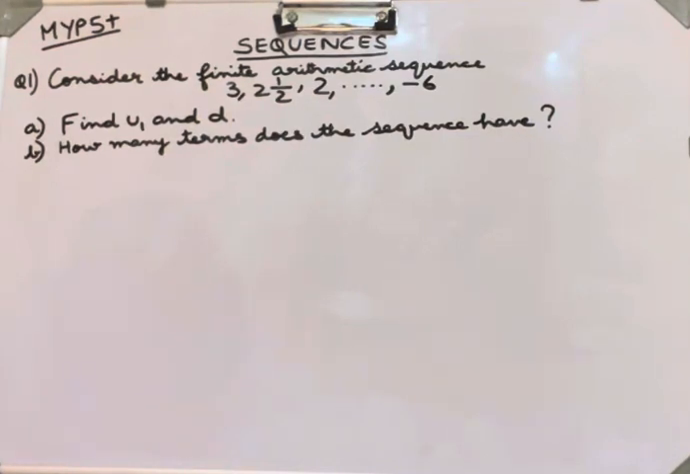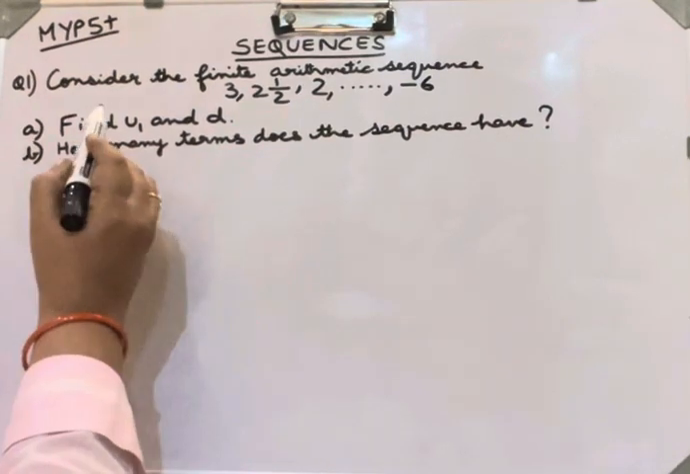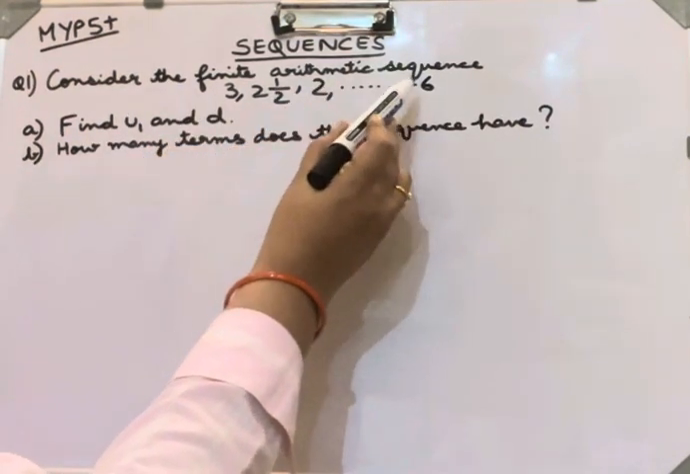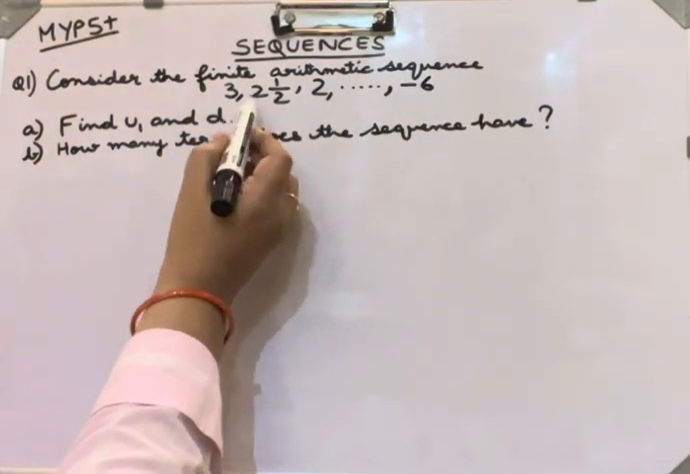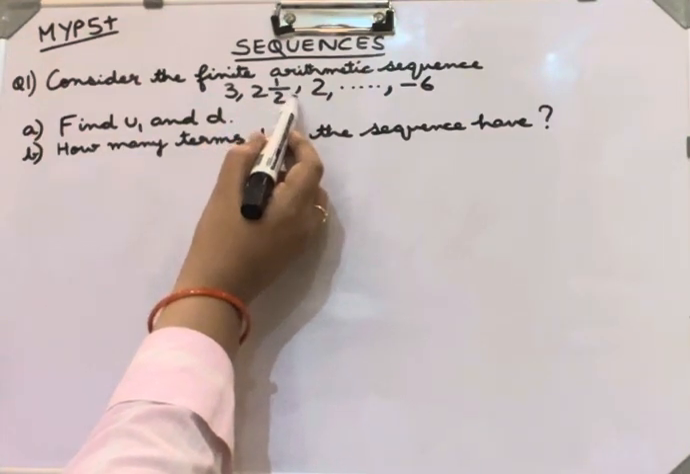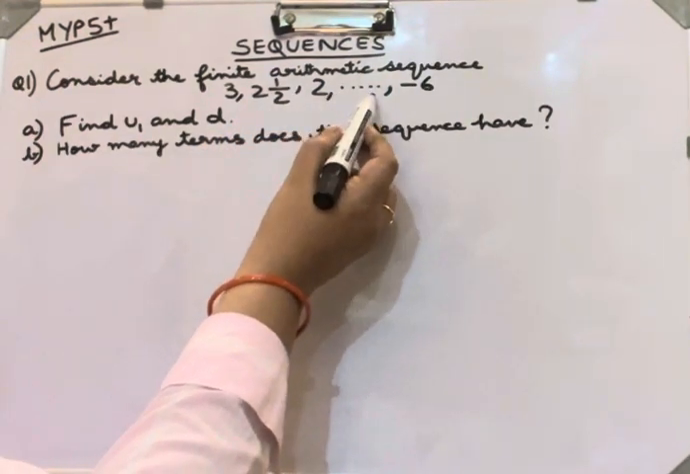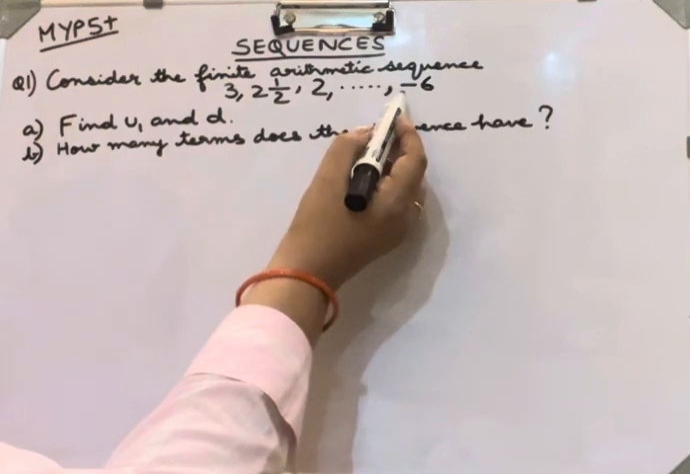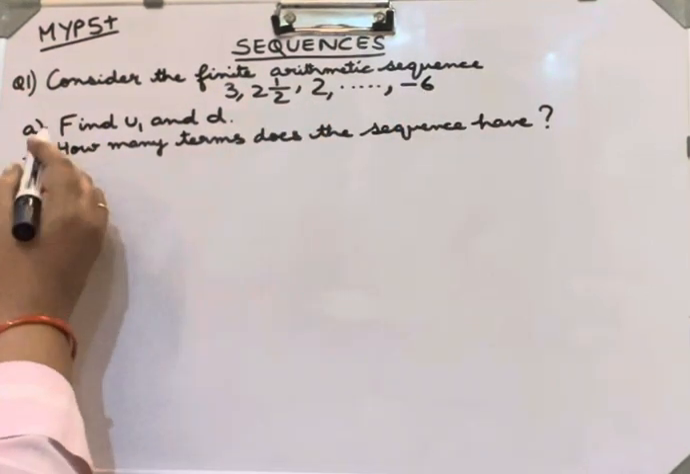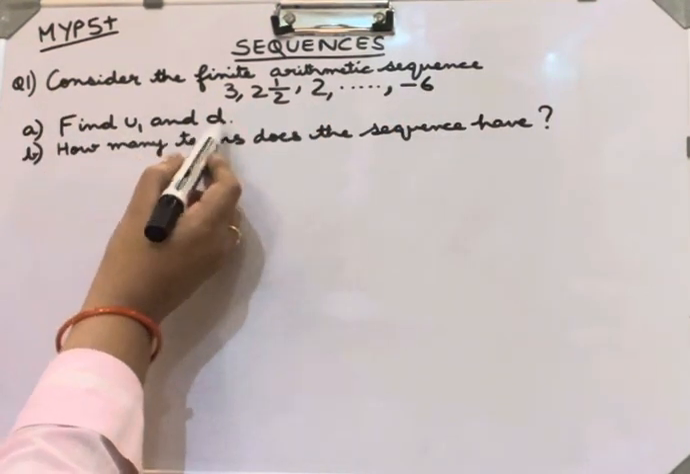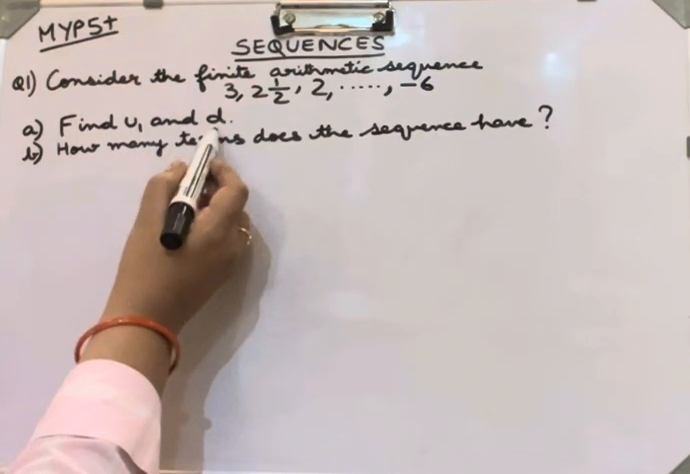So let's get ready to explore sequences by solving two sums from the MYP 5 Plus Maths textbook for grades 9 and 10. So this is the sum. Consider the finite arithmetic sequence 3, then the next term is 2.5, the next 2, and so on. This continues, and the last term is -6. Part A. Find U1 and D. U1 is the first term and D is the common difference.